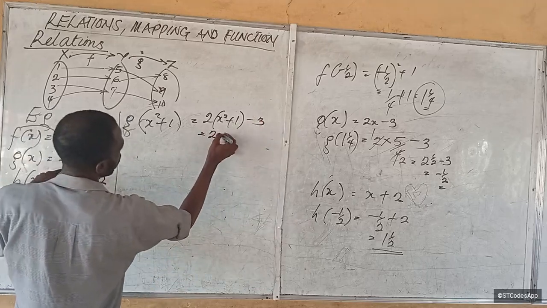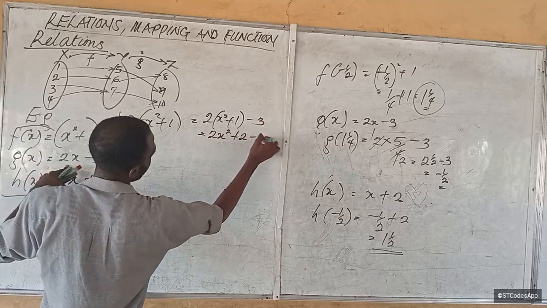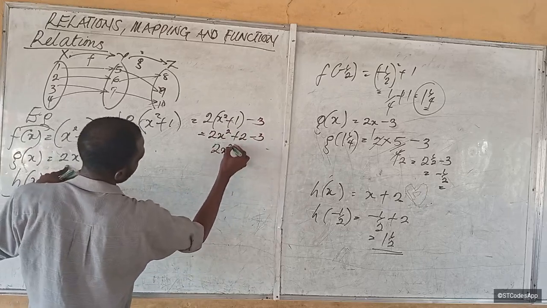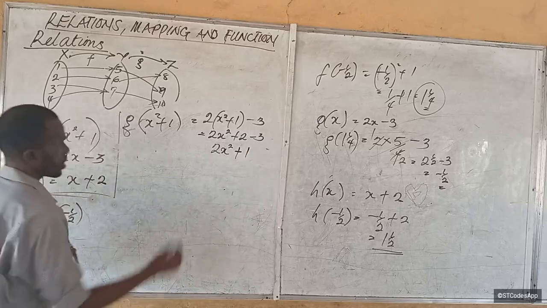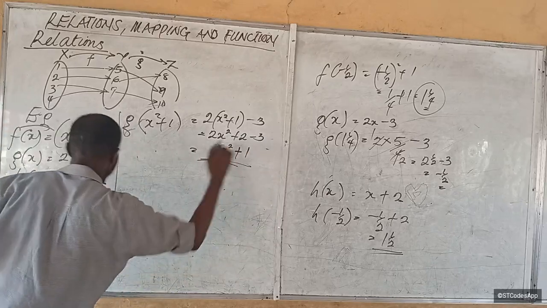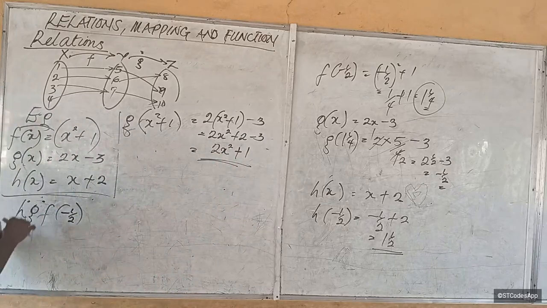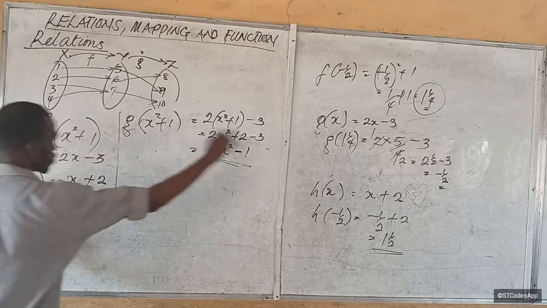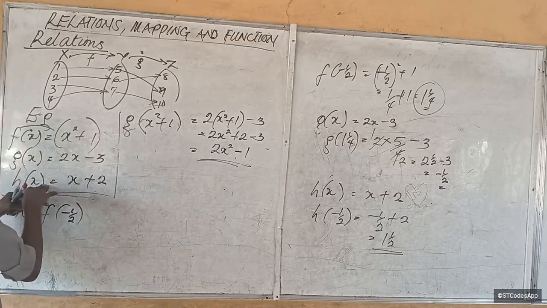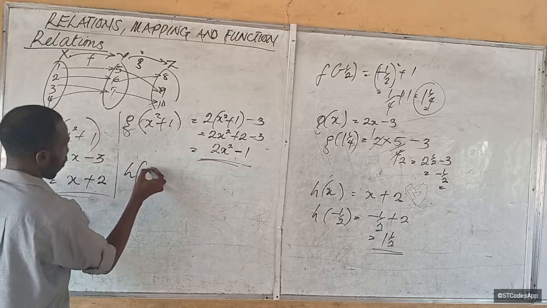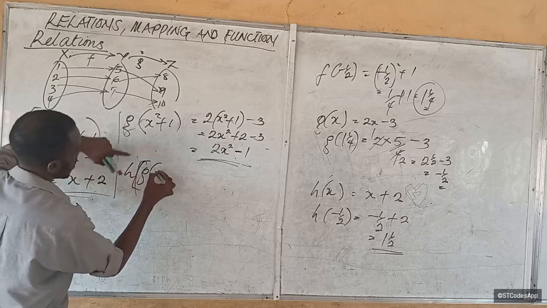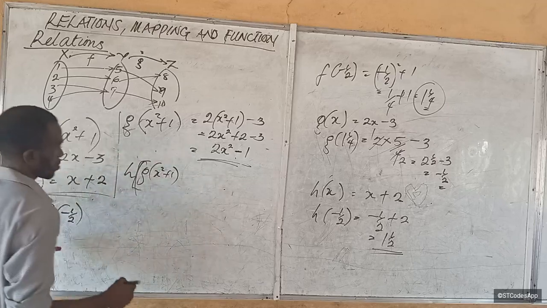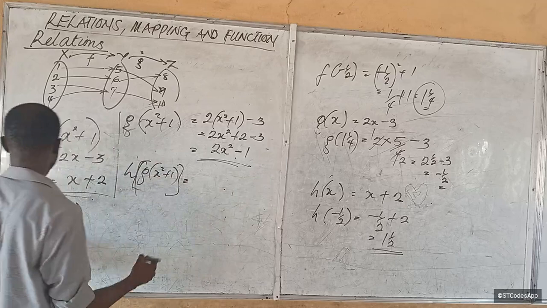This will become 2x squared plus 2 minus 3. So that what? 2x squared plus 1. Is this clear? So this whole value will now plug into this guy. Does that make sense? So h of g of x squared plus 1 will now be equal to what?